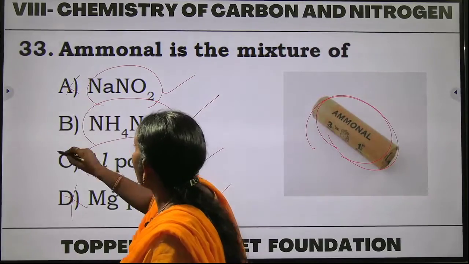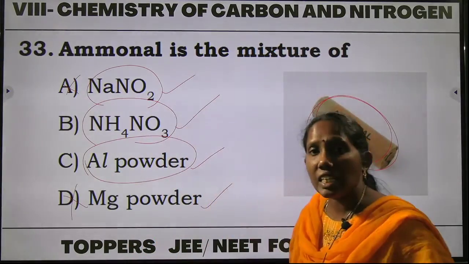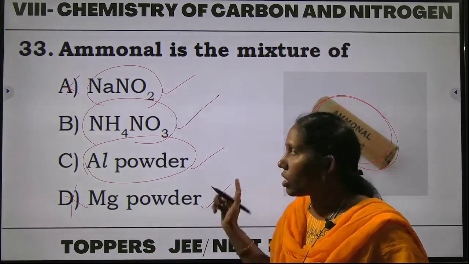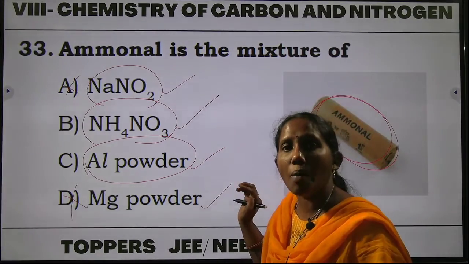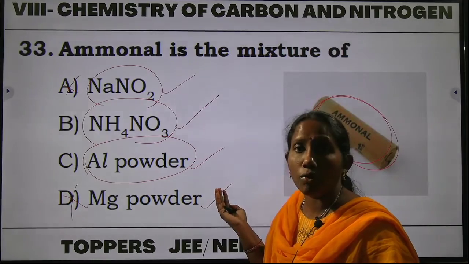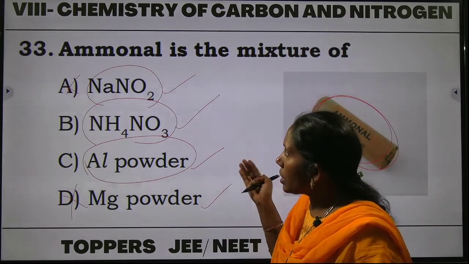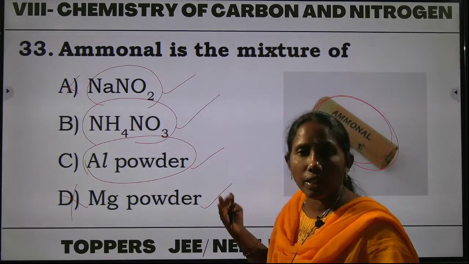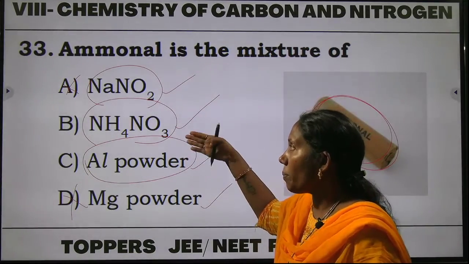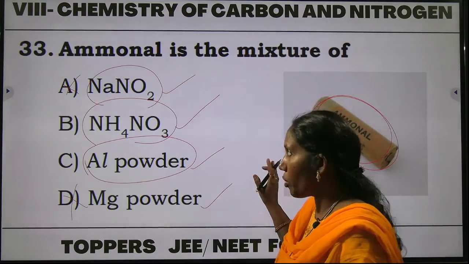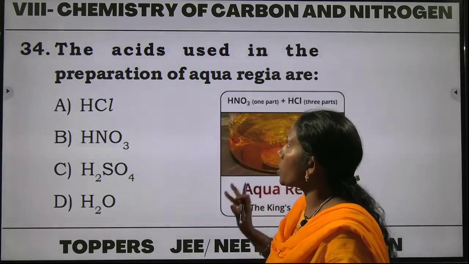Okay, so we will go with the B and C options. It is the mixture of both ammonium nitrate and aluminum powder. That combination is called ammonal. How do we call water gas? CO plus H2. Like that, this is also a mixture, aqua regia; like that we have different mixtures. That mixture is the combination of ammonium nitrate and aluminum powder. Okay, comes to the next question.